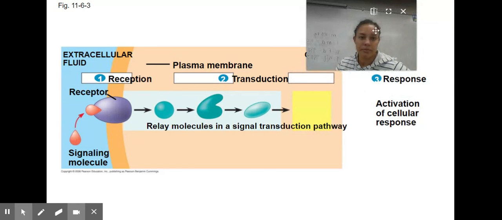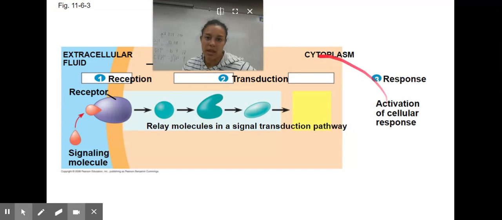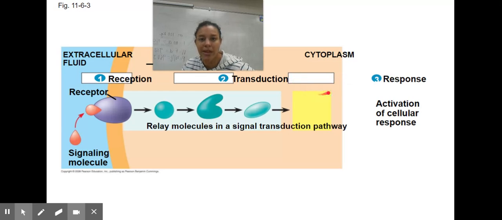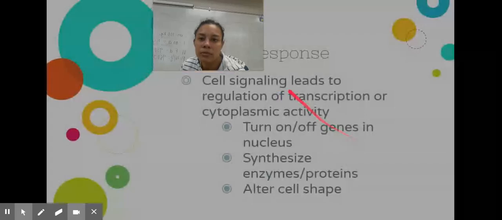Our last step is response, right? So once these are relaying their information, they're going to pass it on, and this should really all be shifted over. But again, my pictures didn't transfer the way they should, but this square over here is going to represent the cellular response that it's asking for.